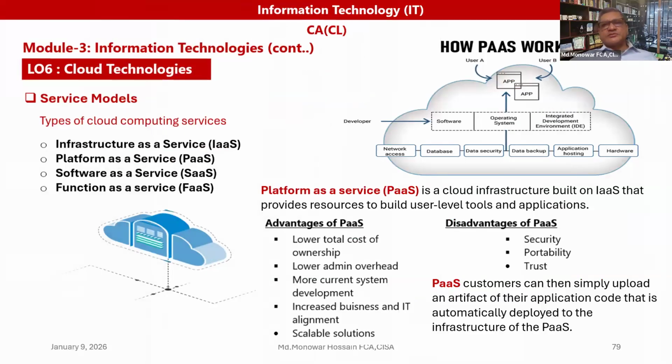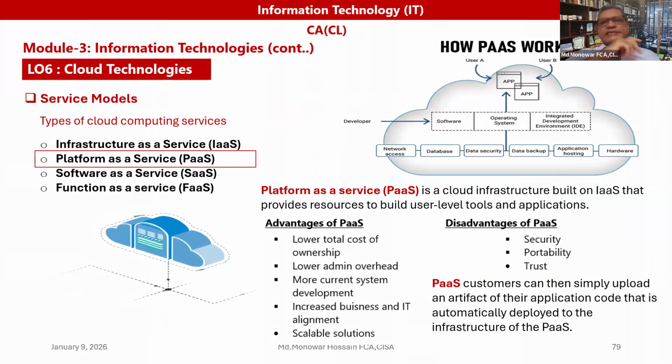Now the platform as a service is a cloud infrastructure built on infrastructure as a service that provides resources to build user-level tools and applications. It has some advantages: total cost is lower because there is no need for ownership. So cloud service providers offer that type of facility, platform as a service.